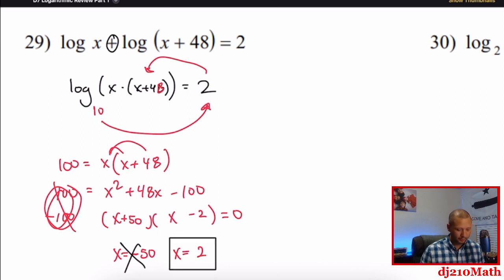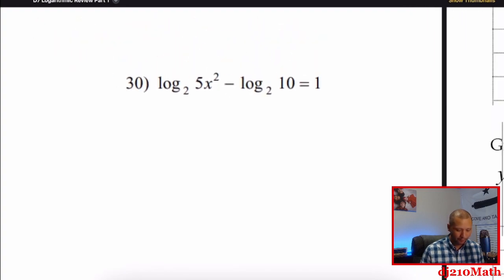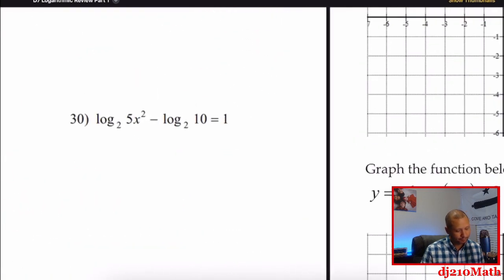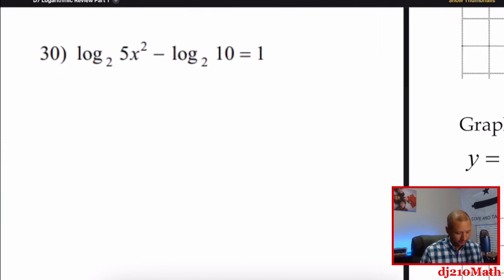All right, here's the last problem I'm going to do. Right, I get it, there's graphing. You can look back at the graphing videos.